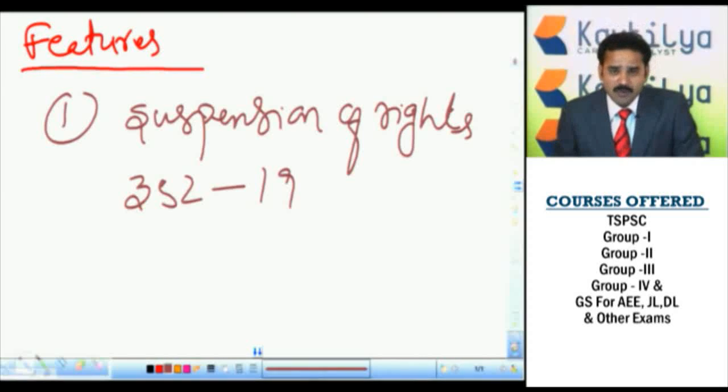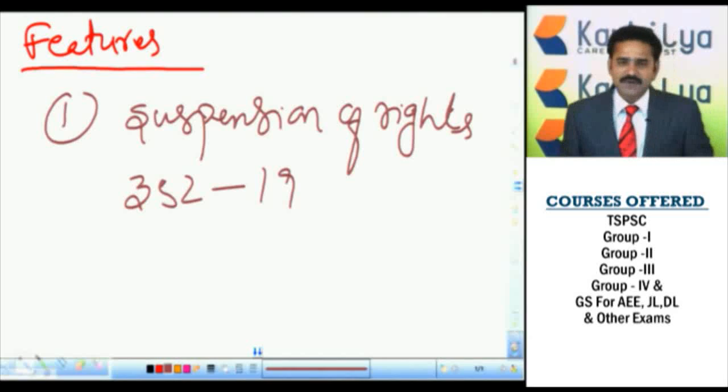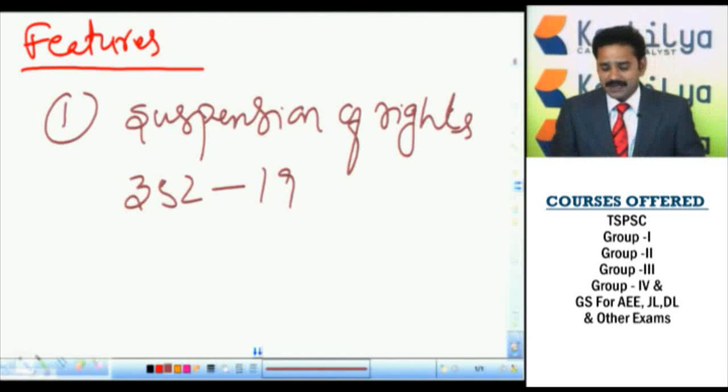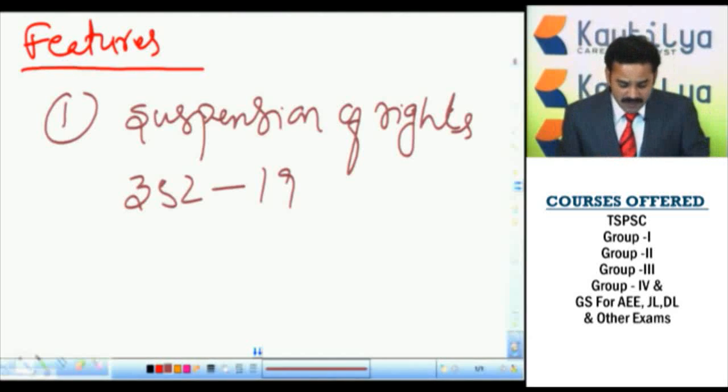Article 32 provides constitutional remedies for the fundamental rights. Under Article 32, an aggrieved person can move to the court for the enforcement of his right. But whenever the fundamental rights are suspended during the operation of national emergency, he cannot move to the court, because Article 32 is also suspended. This is the first feature: suspension of fundamental rights.